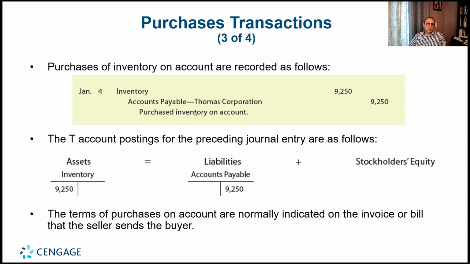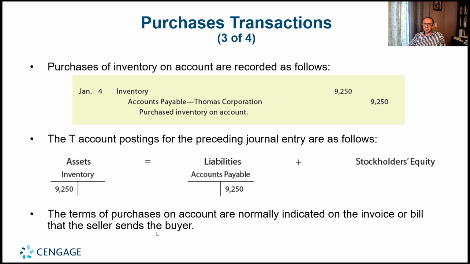Accounts payable is a liability account. In this case, it's increasing, so that's why we have to credit it for the 9250. If we look at this on the accounting equation, you can see that under assets we have 9250 for inventory, and under liabilities we have accounts payable credited for 9250. The terms of purchases on account are normally indicated on the invoice or bill that the seller sends the buyer.